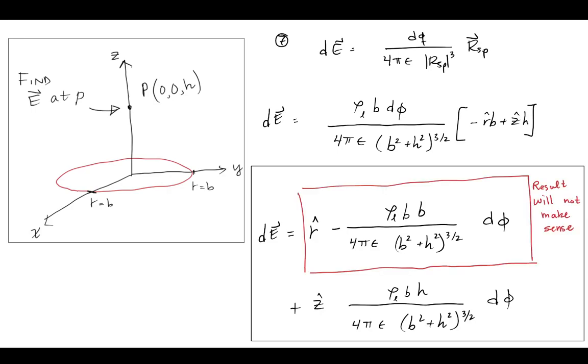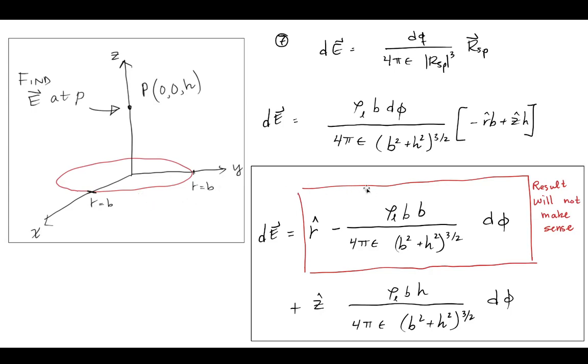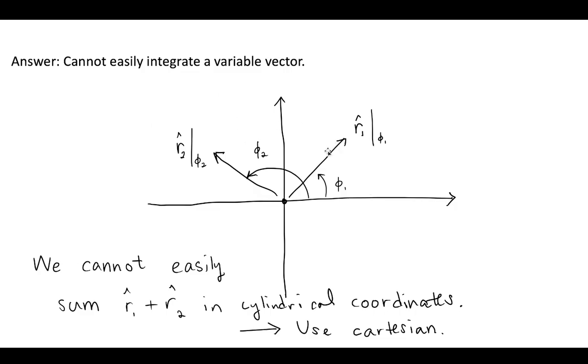The answer is that this is not going to make sense for this reason: you cannot easily integrate a variable vector. When you're integrating around in the phi direction, what you're actually doing incorrectly is trying to add up all these r hats, which are not in the same direction. As you perform this part of the integral, you are trying to add up something like r1 and r2, which are evaluated at different phis, phi1 and phi2, but you can't really do that easily. This is a variable vector.